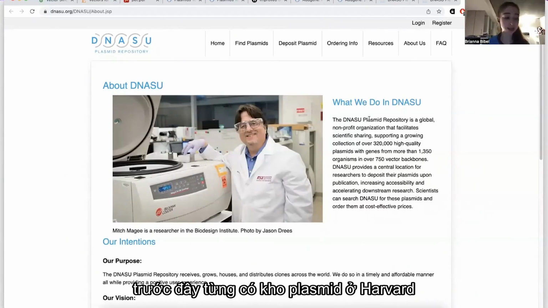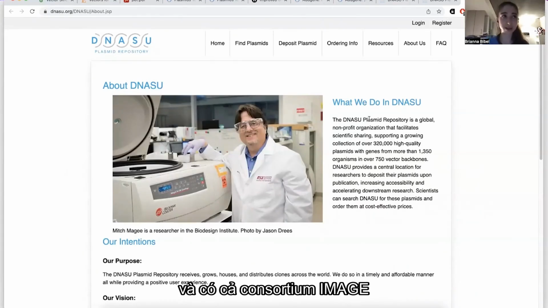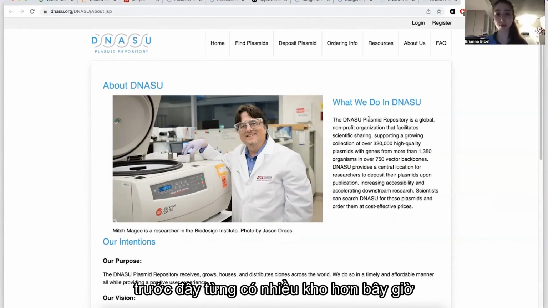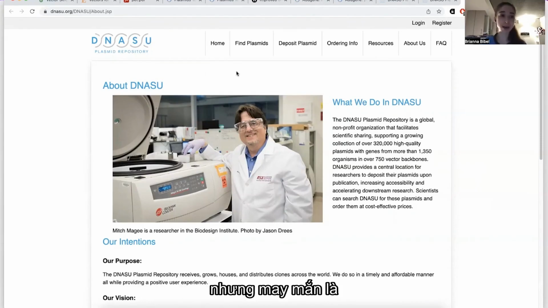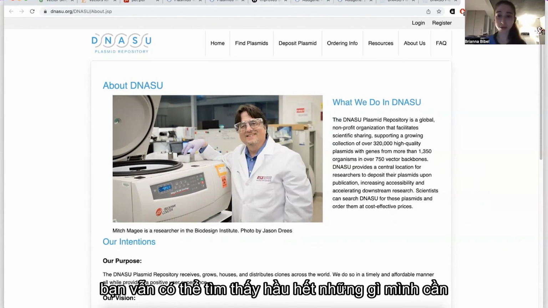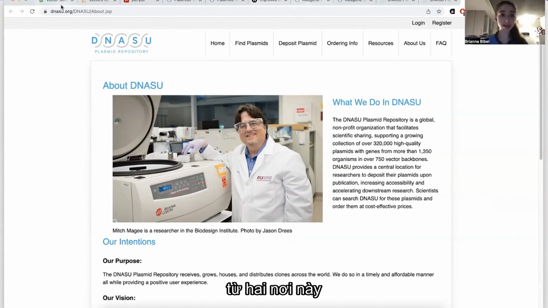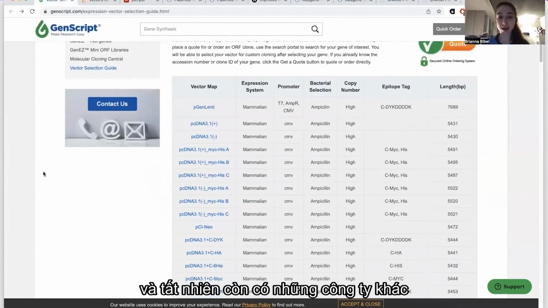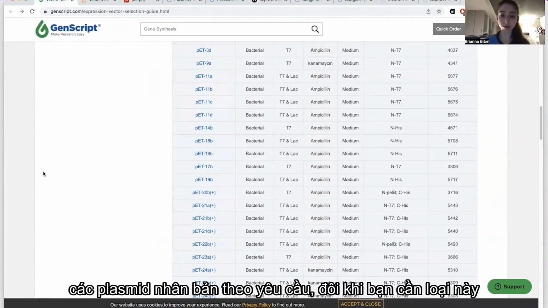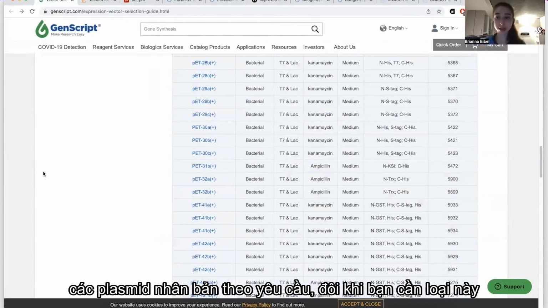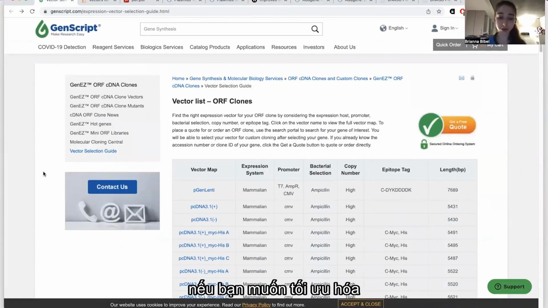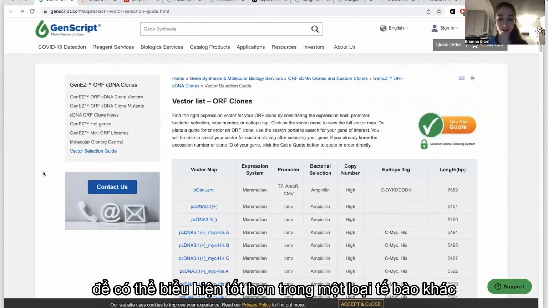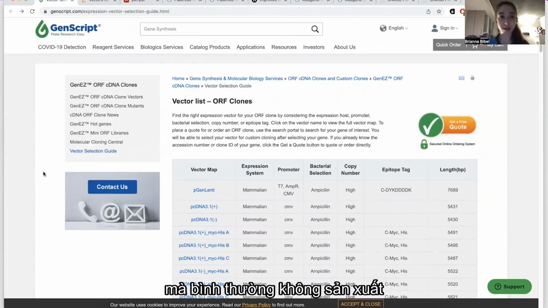There used to be a plasmid repository at Harvard. There used to also be an image consortium. Basically, there used to be a lot more than there now is. But thankfully, you can still get most of what you would want from one of these two places. And then, of course, there are other companies that will sell you custom cloned ones. Sometimes you might want a custom one if you want to optimize the codons to get better expression in a cell type that it's not normally made in, or that sort of thing.